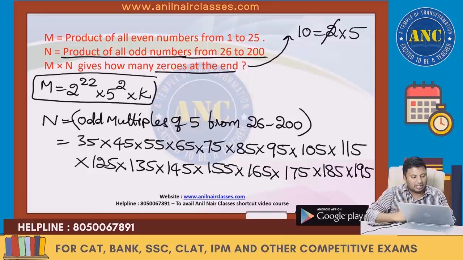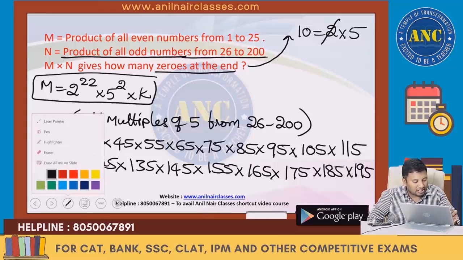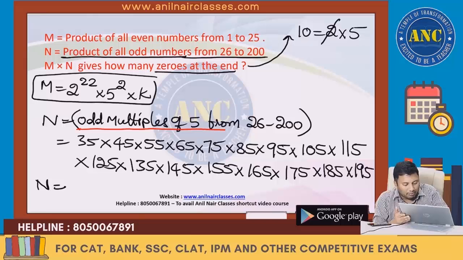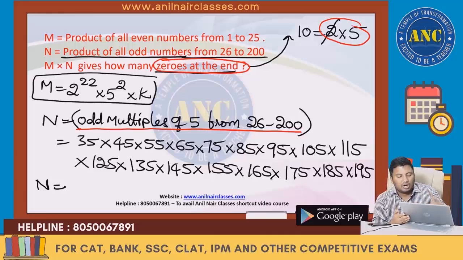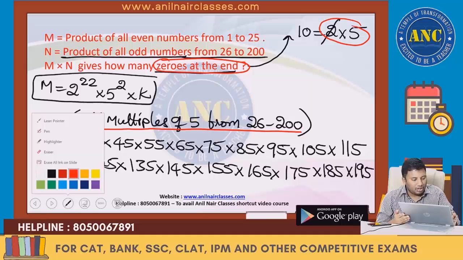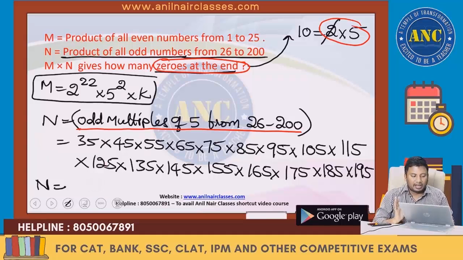I hope it is clear. So this is n equivalent to... listen carefully, sir, otherwise you might make a mistake. Why have we taken only multiples of 5? Because I want zeros at the end. Zeros at the end come from 2 into 5. Right? I hope it is clear.